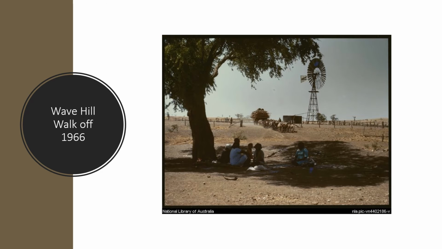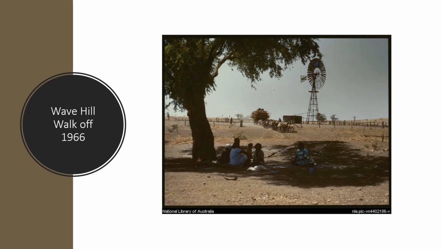In 1966, there was another major action by Indigenous people when they walked off the farm, or the station, or cattle property of Wave Hill in the Northern Territory. The Gurunji people walked off because they weren't receiving equal wages, and they went on strike, and it was the longest strike in Australian history.